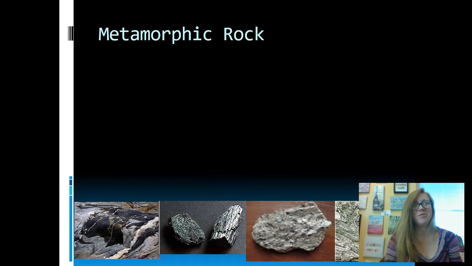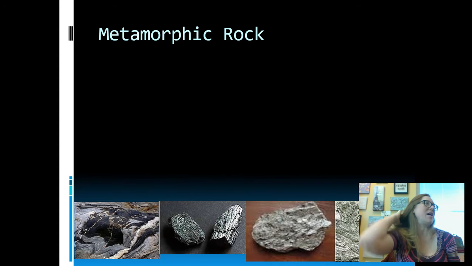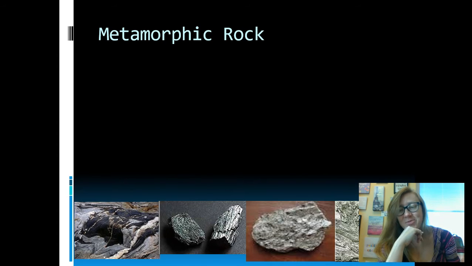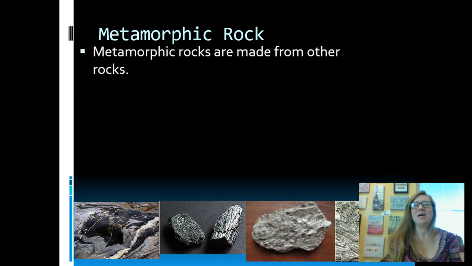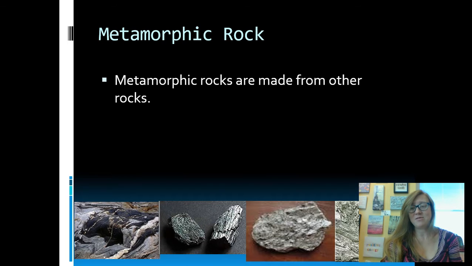I like metamorphic rock. I can't decide. It's like my favorite organelle. Certain days I have certain favorite rocks. And today I think is a metamorphic rock day because I think some of them look really, really cool. Metamorphic rocks are made from other rocks.